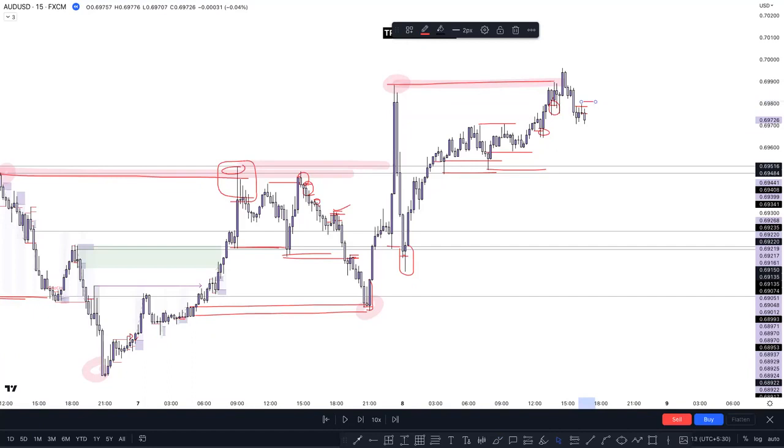Easy pairs for a beginner: you can trade AUD USD, which is a very good pair, and NZD USD and GBP USD. These are good pairs for a beginner. Euro USD is also good, but Euro USD moves very fast, so a beginner is not able to catch a trade.